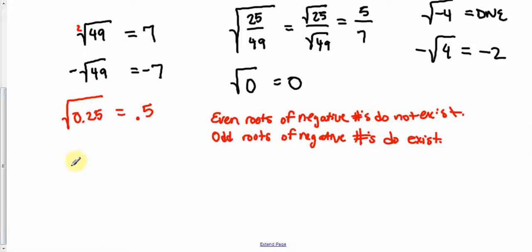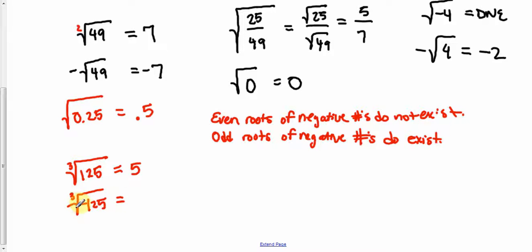Which leads me into if I wanted to do the cubed root of 125. So now I'm asking myself, what number times itself 3 times makes 125? 5. 5 times 5 times 5 is 125. Now let's put a negative on that. The cubed root of negative 125.